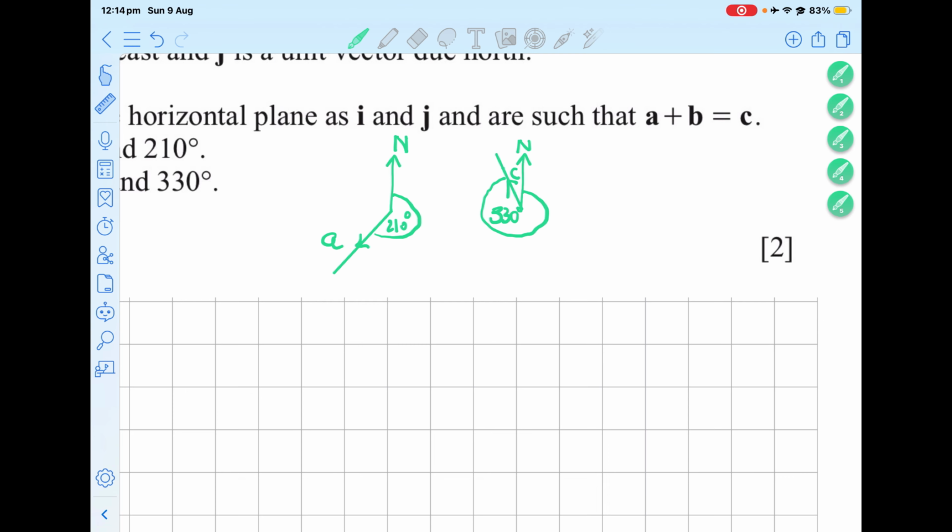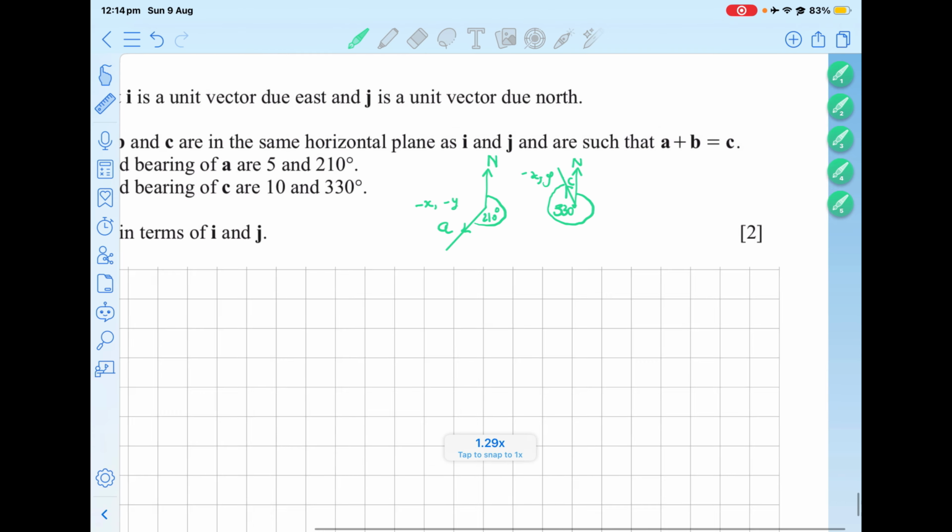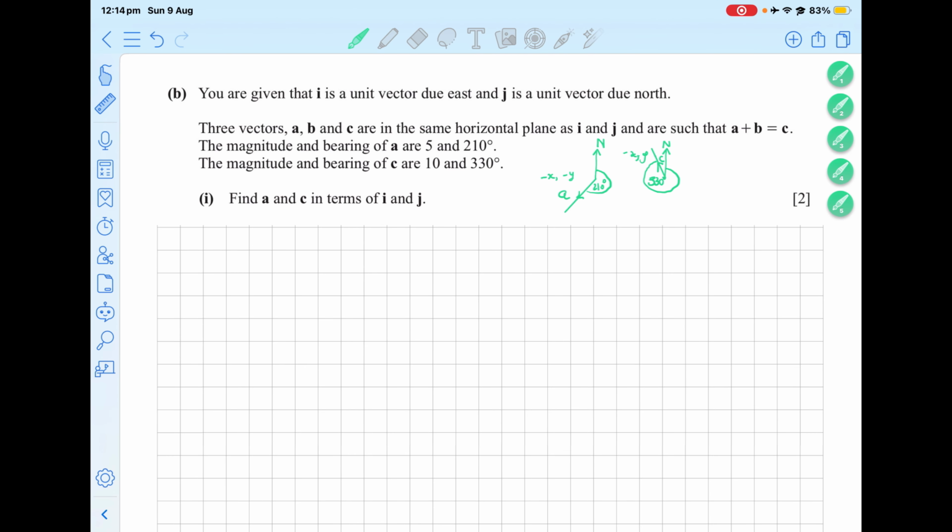So basically here, minus x and minus y, so x and y are both negative over here, and here we have minus x but y is positive, so that's what we have. So we'll have 5 sine 210, which will be minus 5 halves, and then 5 cos 210, which is again negative. So A will be minus 5 halves of i minus 5 root 3 over 2 of j. So that's going to be A.